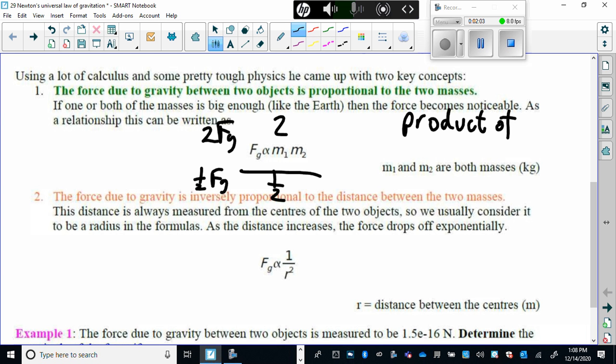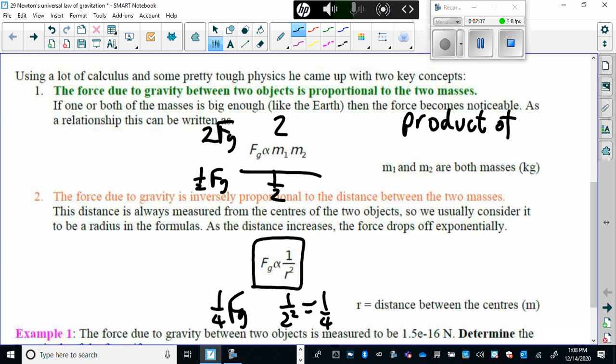The second relationship is that the force of gravity is inversely proportional to the distance squared between the two masses. We discussed this relationship in the previous section, and again, it's a very important relationship. It's a squared relationship, an inverse squared. So in this relationship, if I double the distance between them, then the new force of gravity will have to be 1/4.